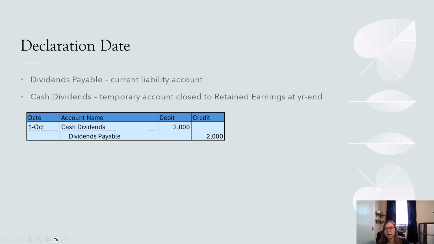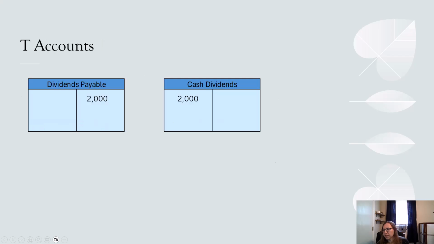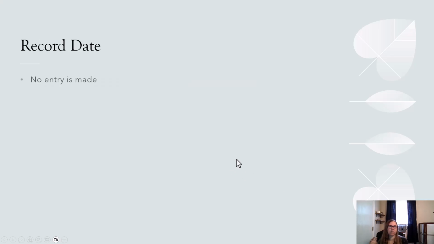Okay, and then I'm going to show you something we use in accounting called T accounts. If you were to look at these 2 accounts as T accounts, this is what it might look like. The dividends payable account would have the $2,000 on the credit side, and the cash dividends account would have it on the debit side. In your software, you would show it more like a ledger as opposed to a T account, but I just wanted to throw this in here in case anybody likes to see the visual left and right side of the account.